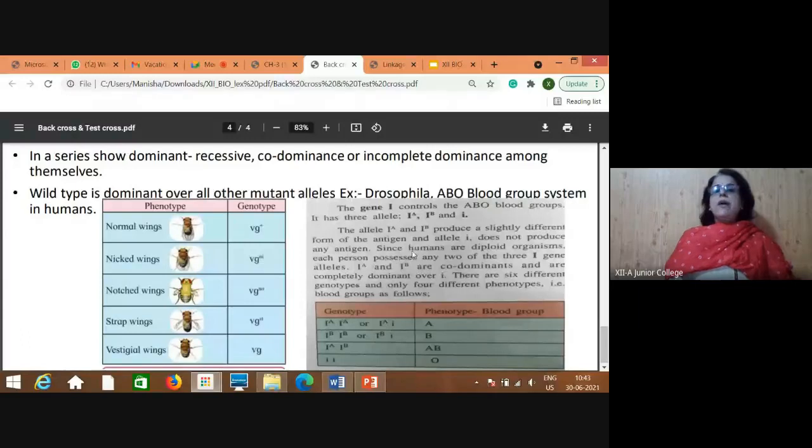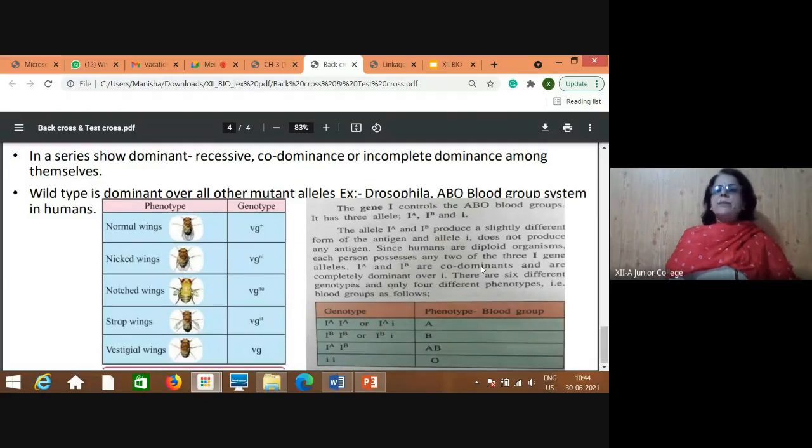Now, what are these and how is it? The gene I controls the ABO blood groups. It has three alleles, that is IA, IB, and small i, also called I0. The alleles A and B produce slightly different forms of an antigen, and the allele small i does not produce any type of antigen.